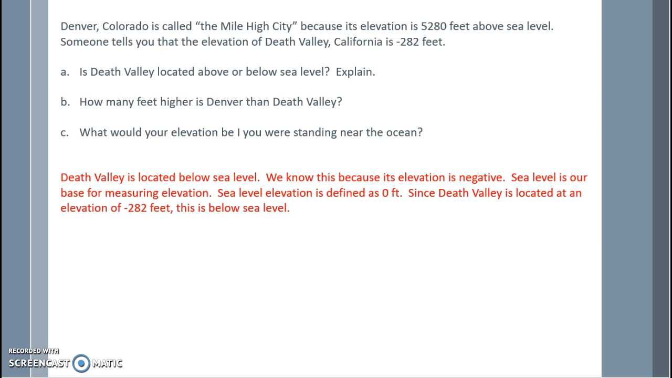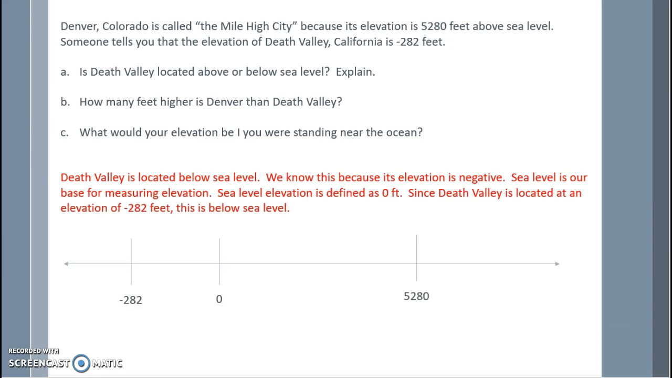Sea level is our base for measuring elevation. Sea level is defined as 0 feet. Because Death Valley is measured at -282 feet, this is below sea level. How many feet higher is Denver than Death Valley?